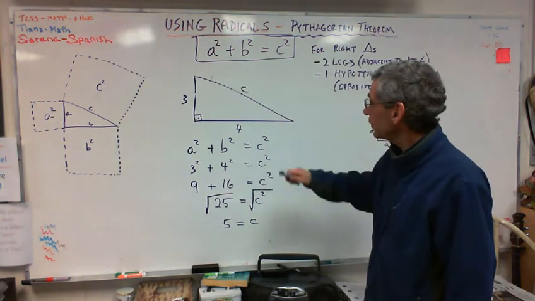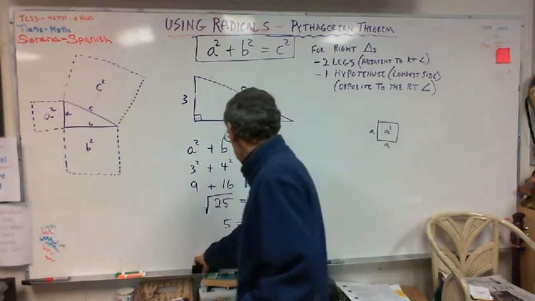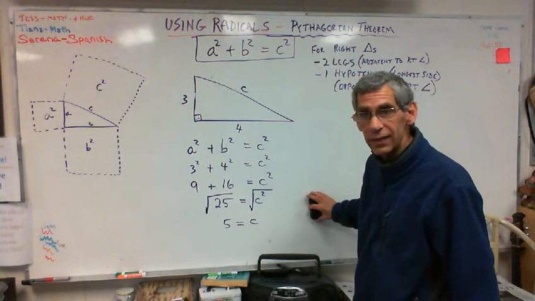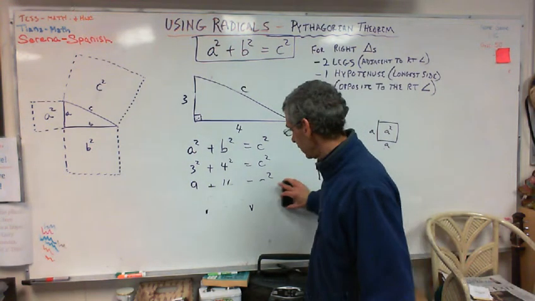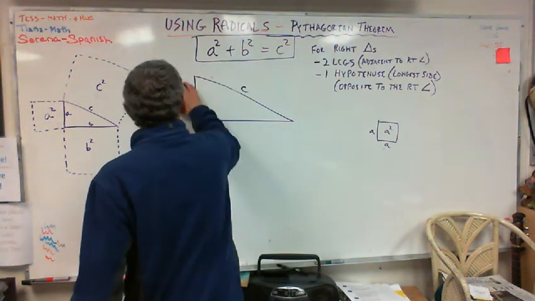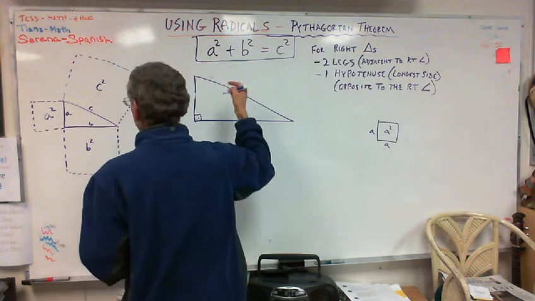Sometimes though the unknown is not the c, and sometimes they're not going to work out as a perfect c equals 5. So let's do one where it says a instead of c.